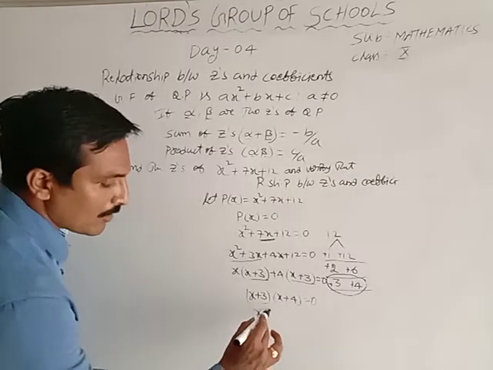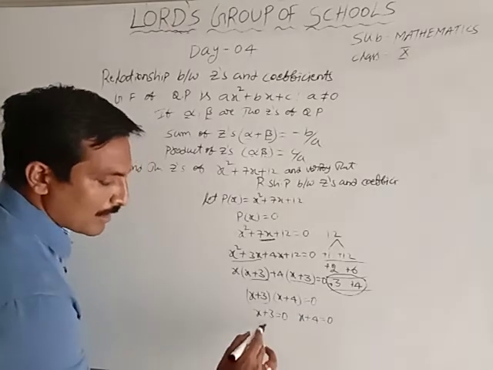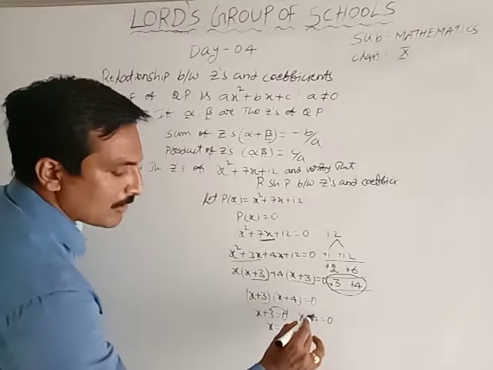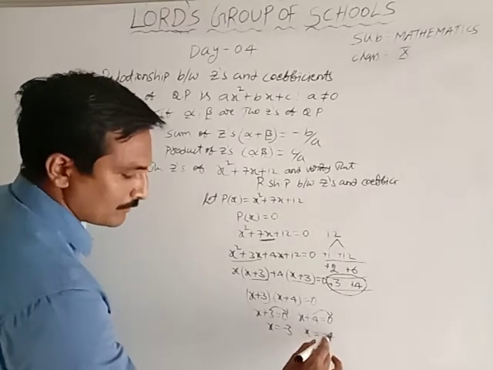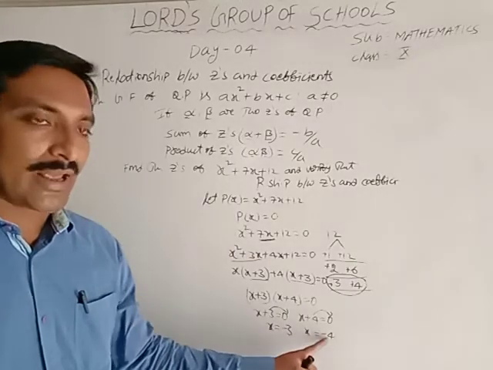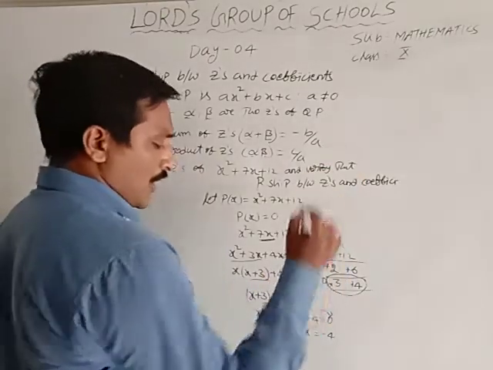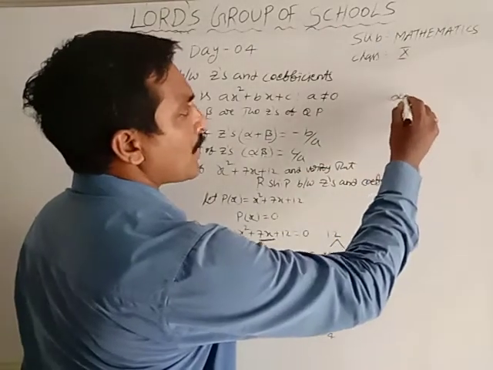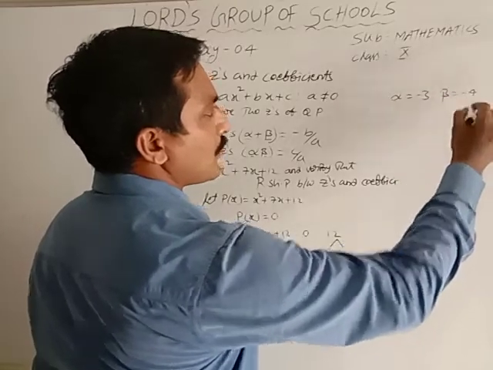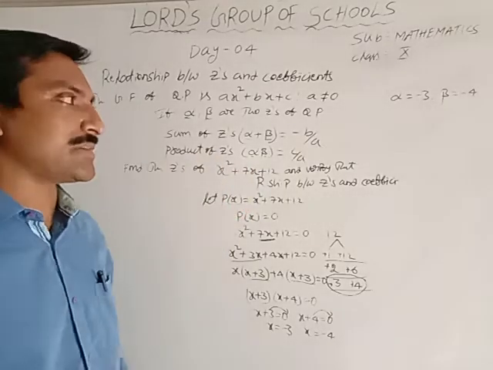x plus 3 is equal to 0 and x plus 4 is equal to 0. Now x is equal to plus 3, transferred to this side, minus 3. And x is equal to plus 4, transferred here, minus 4. Here what you got are the x values. These two values are the zeros of this particular polynomial. So alpha is equal to minus 3 and beta is equal to minus 4. Next, in the given polynomial, you have to write the coefficients.